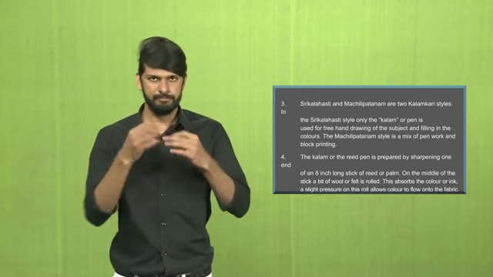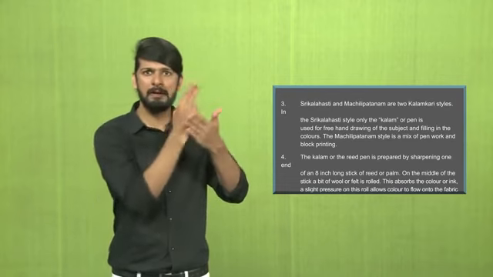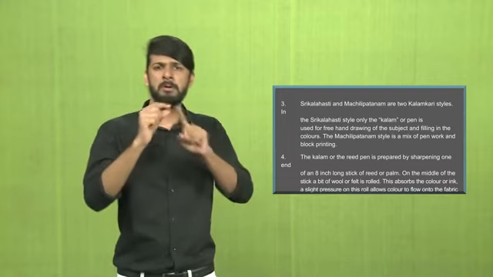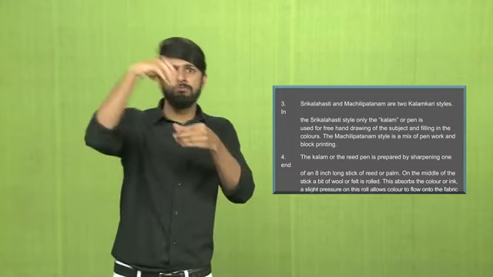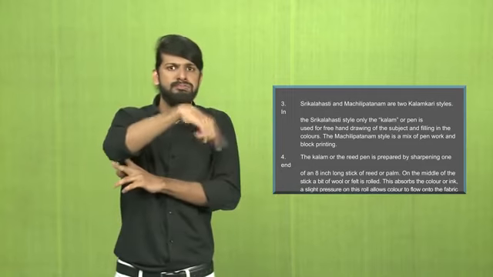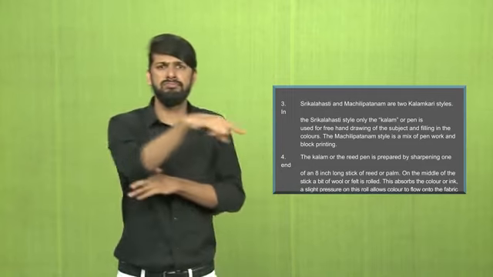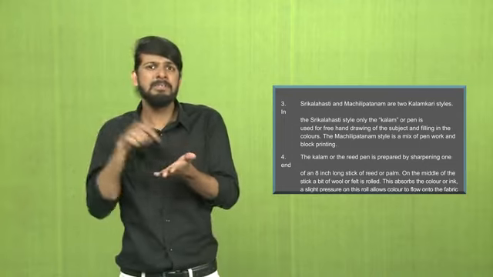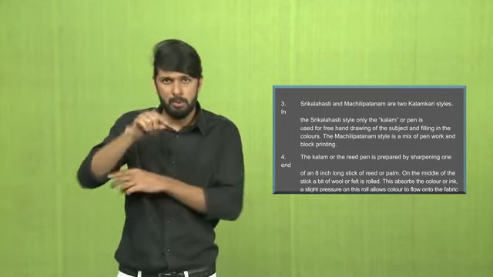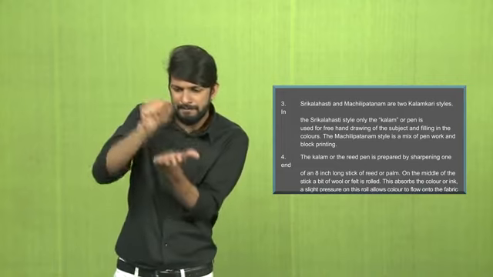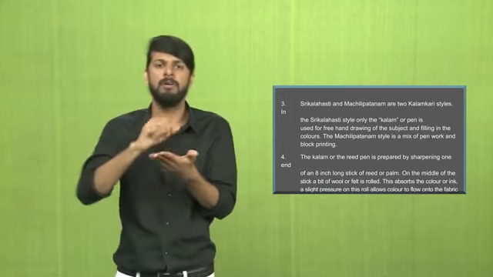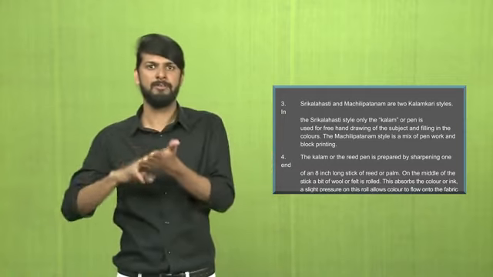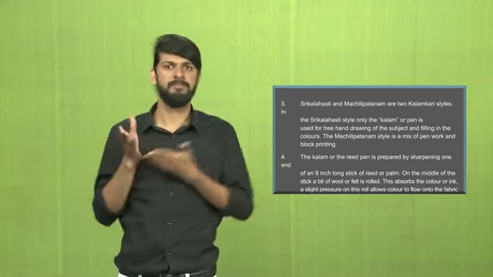Answer number 3. The 2 different styles are called Srikalahasti and Machilipatnam. The Srikalahasti style is the one in which only the kalam or the pen is used. Freehand drawing is done with the kalam and filling of the colors is done. And the second style, which is the Machilipatnam, is a mix of pen work as well as block printing. So, these are the differences between Srikalahasti and Machilipatnam, which are the two Kalamkari styles.